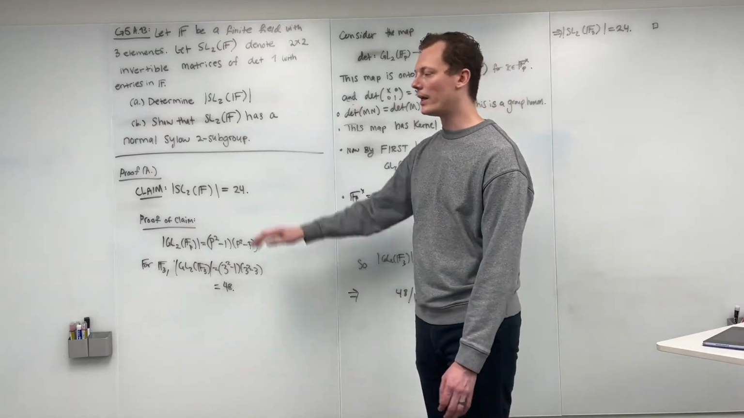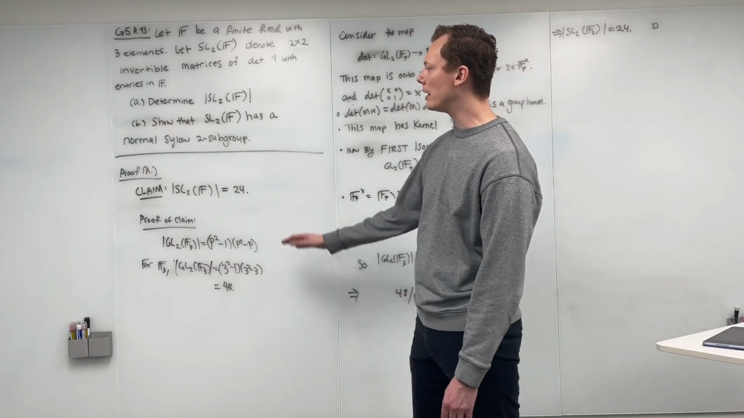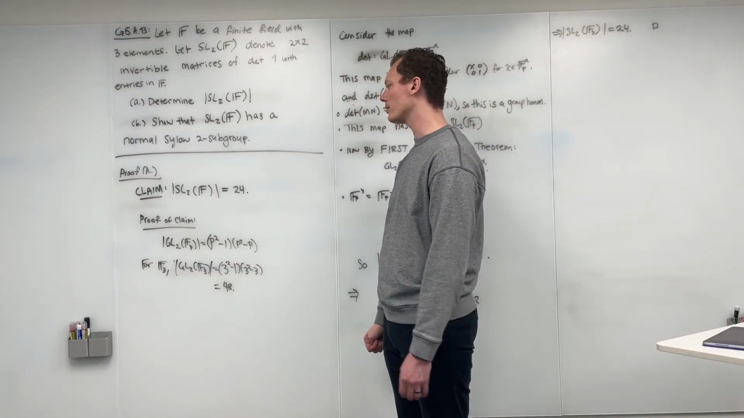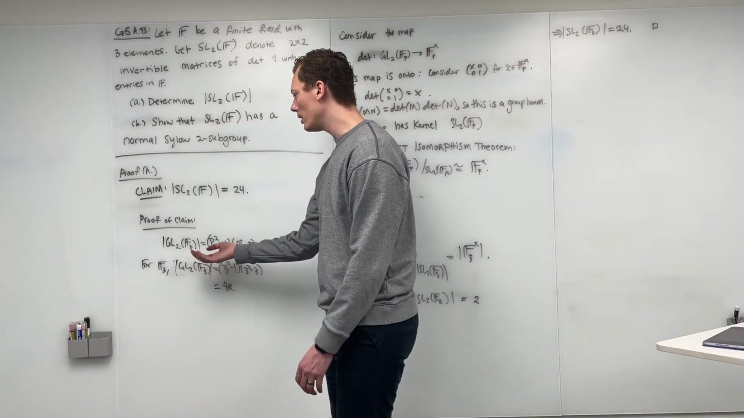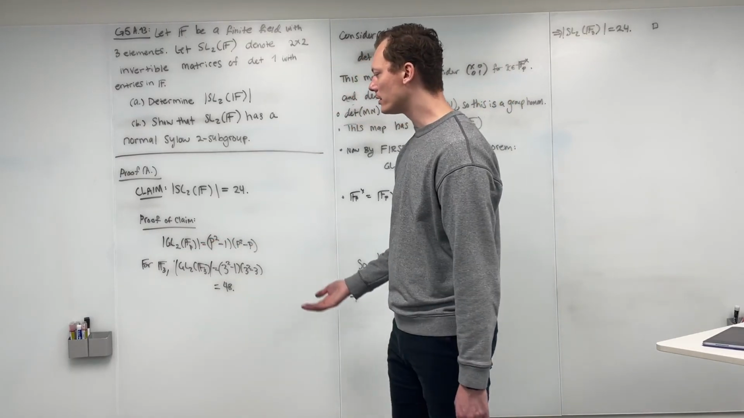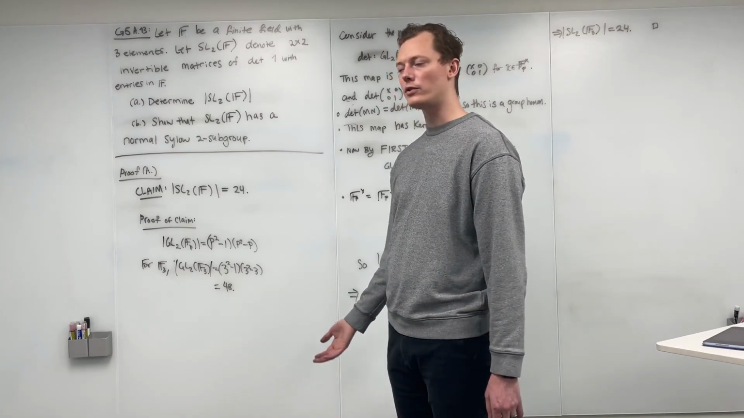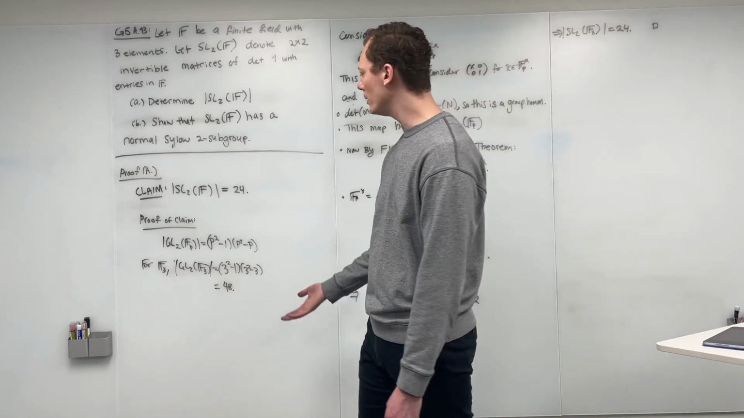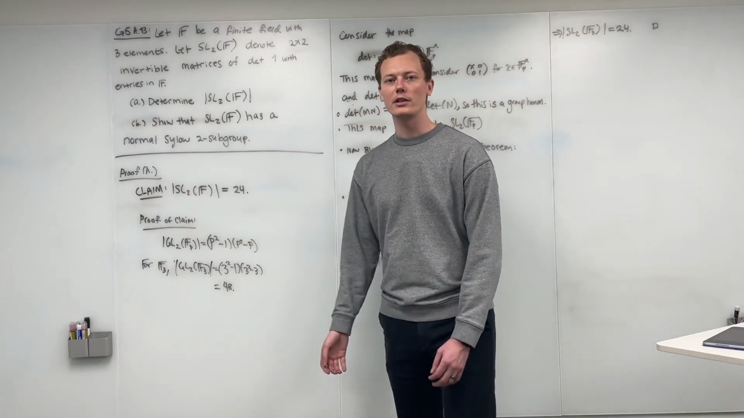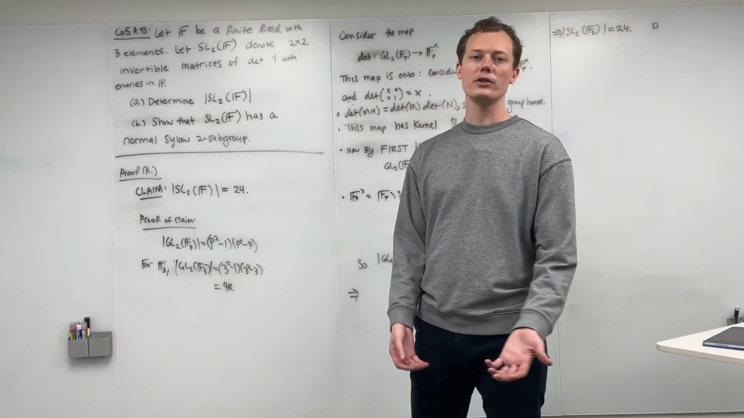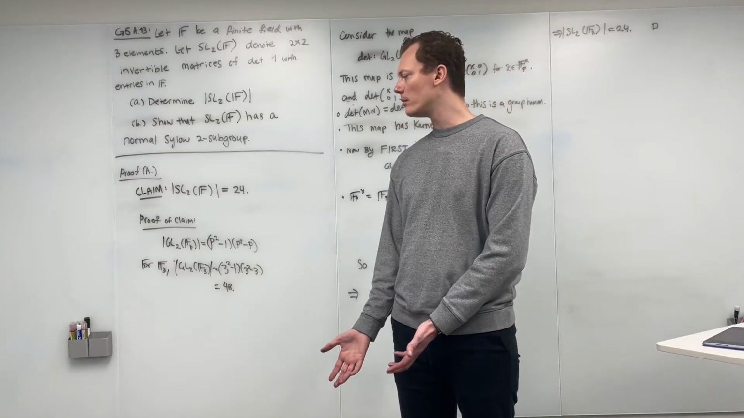So the proof of part A goes like this. We're going to claim that the size of SL2F is equal to 24. To prove this claim, we notice that the size of GL2Fp, the general linear group of 2 by 2 matrices with entries out of Fp, is equal to p squared minus 1 times p squared minus p.